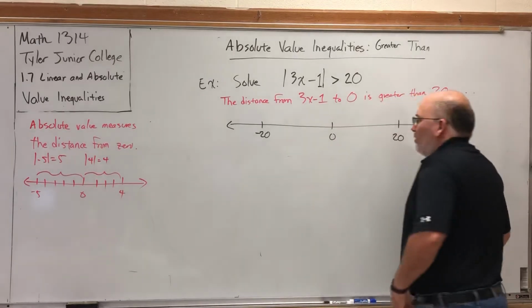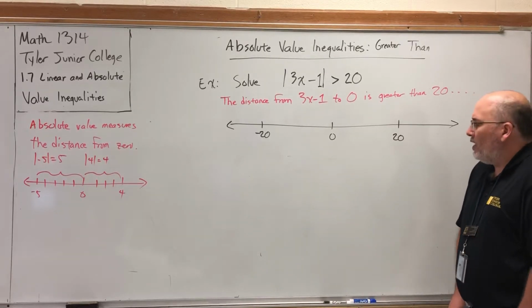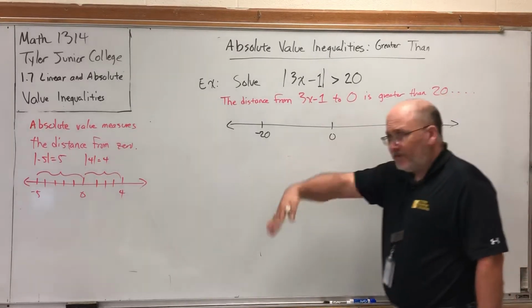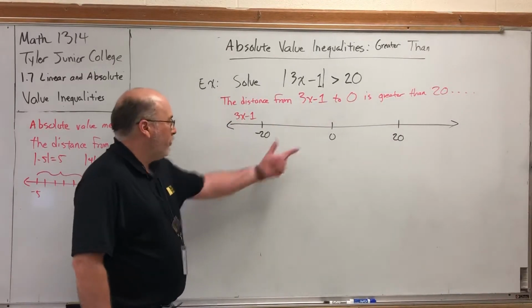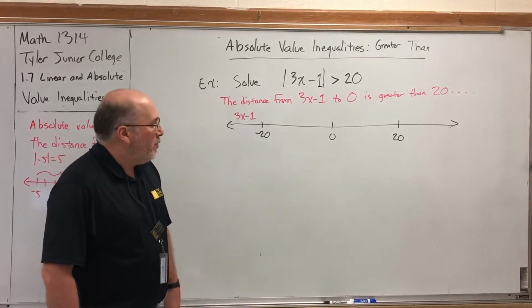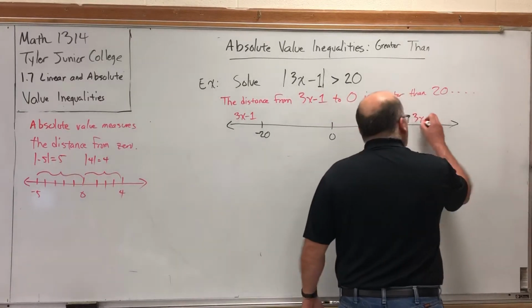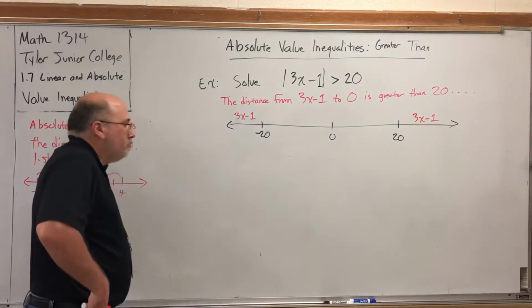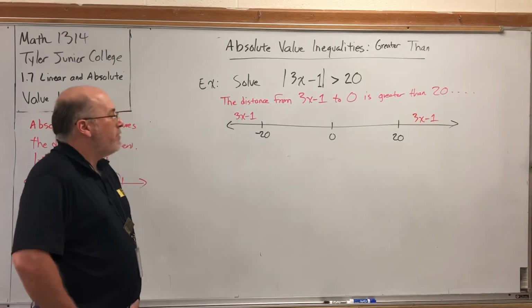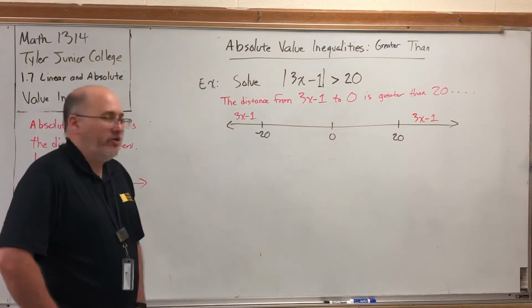So, where on this number line could the 3x minus 1 be if its distance from 0 is greater than 20? Well, if it was more than 20 spaces to the left of 0, it would be over here. That is more than 20 spaces away from 0. But if it went to the right of 0, then 3x minus 1 could be over here. More than 20 spaces from 0. Okay, so visually I know where the 3x minus 1 could be located on the number line if its absolute value was greater than 20.